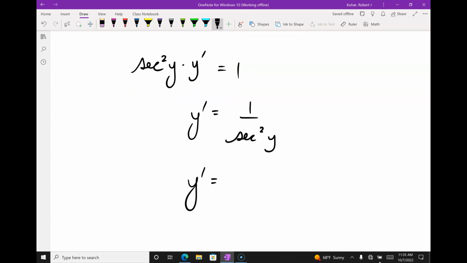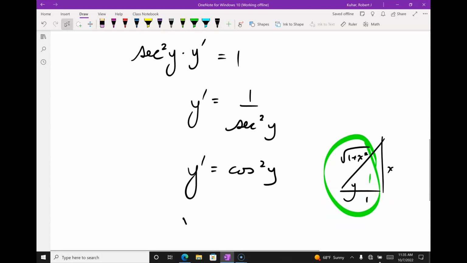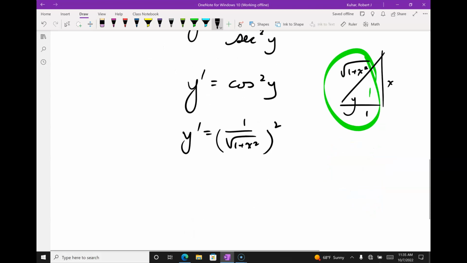But what's 1 over secant squared? Cos squared. So I've got cos squared of y. I'm going back to my triangle, right? Back to my triangle. And the cos ratio is involving these two sides. So I get y prime is 1 over square root of 1 plus x squared, quantity squared. So here it is, y prime is 1 over 1 plus x squared.